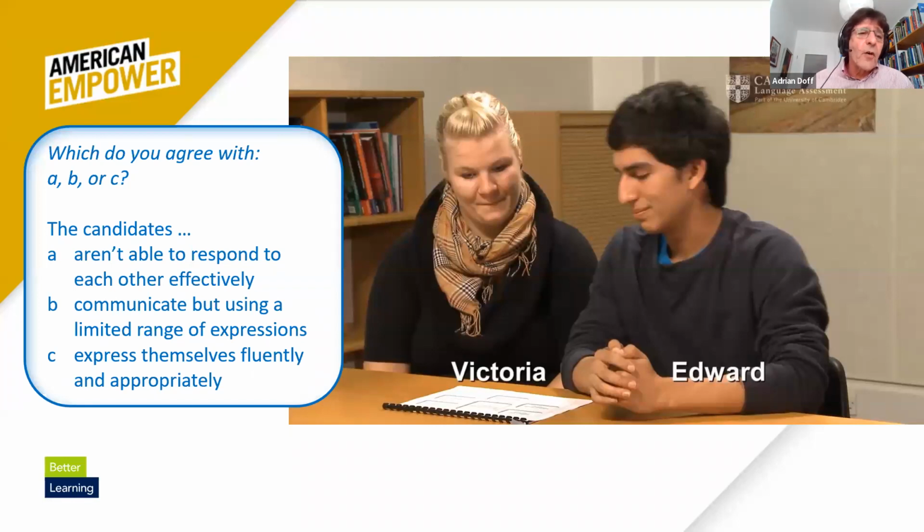And as you watch, just to focus this, you might look at this question on the left and decide which of these statements you agree with. Do you think they aren't able to respond to each other effectively, that they can communicate, but they're using a limited range of expressions, or that they express themselves fluently and appropriately? Which one do you agree with most? And by all means, jot down your answers in the chat column if you like, or just think about it. So let's listen to them.